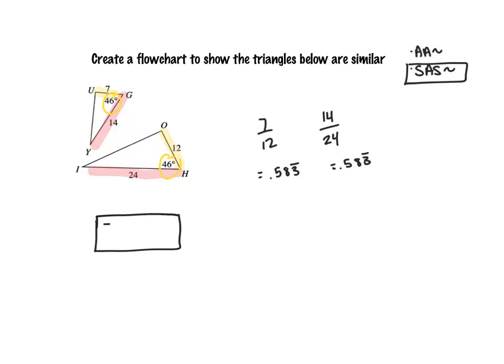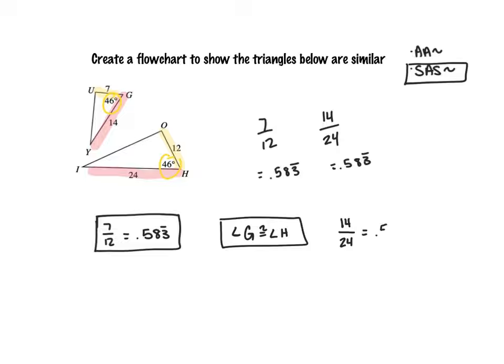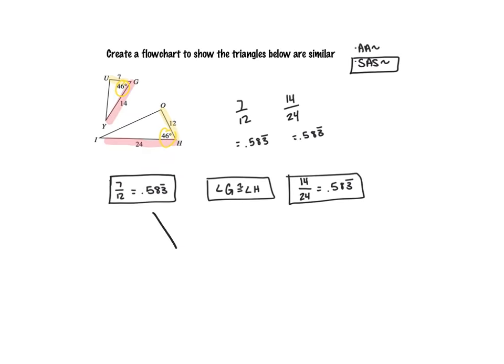So what I'm going to do is put the facts that I checked in these boxes here. These are my facts that are going to lead to my conclusion. So that's my first pair of sides. Then I'm going to list my angle. I knew angle G was congruent to angle H. And then the other piece of information that I checked was that the 14 and the 24, 14 over 24, had the same ratio as the other sides. So I'm going to list that fact as well. Once I know that, I have enough information to say that the triangles are similar.